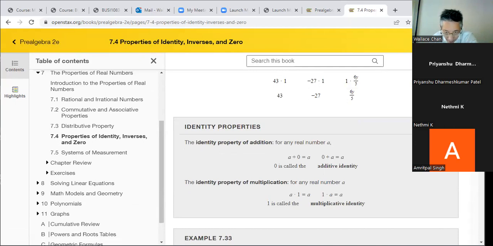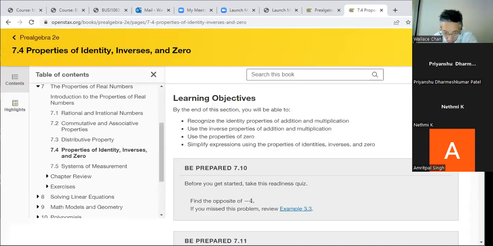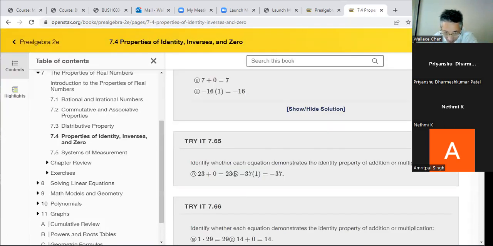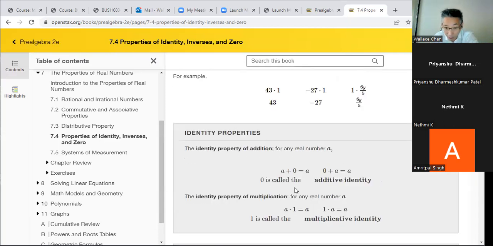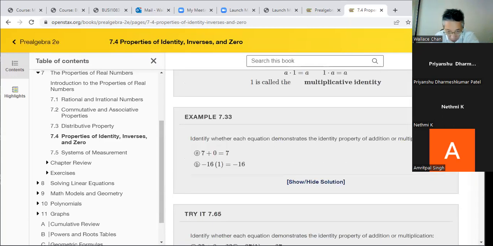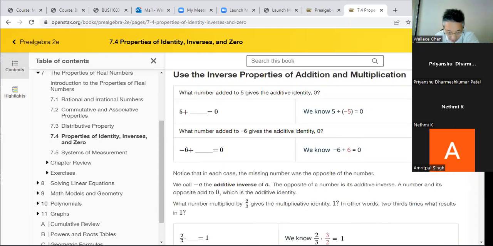Now, identity properties. Identity property of addition: for any real number, if you add 0 to the number, it won't change the value of the number, right? It's so understandable, because when you add 0 to a number, obviously you don't change its value. On the other hand, the identity property of multiplication is that if you multiply a number by 1, you don't change its value. Now you may wonder, why do we need to learn these two properties? It's so simple. The reason is that sometimes you need to use these properties as a tool to solve the equation.